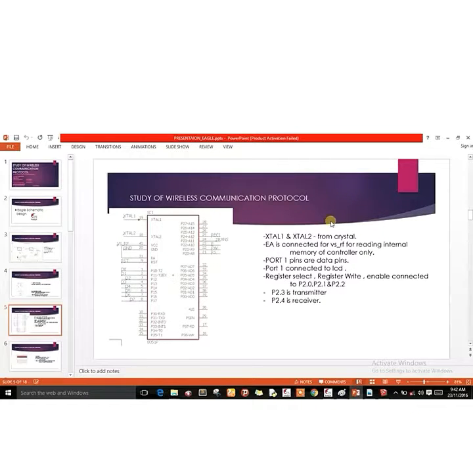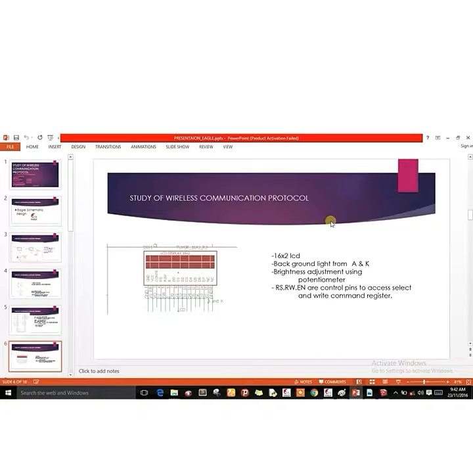Next one is an LCD. A 16x2 character LCD is connected for monitoring. The 16x2 LCD has 16 pins including A and K. 8 pins are data pins, 3 are select pins, 2 are supply, 1 is for brightness adjustment and 2 pins are backlight. A and K are the backlight for the display. RS, RW, EN are control pins, which are used to access the registers of the LCD.